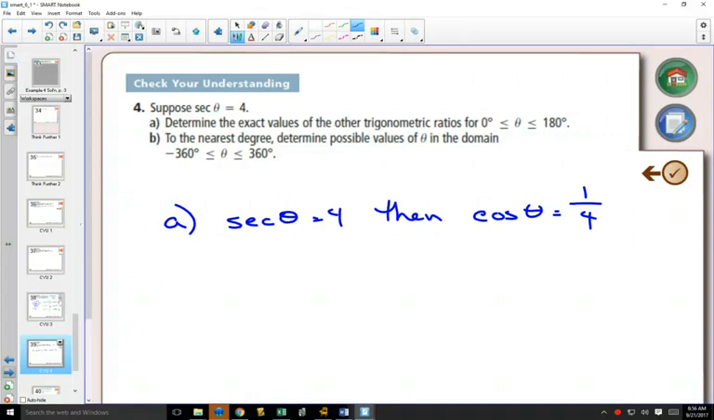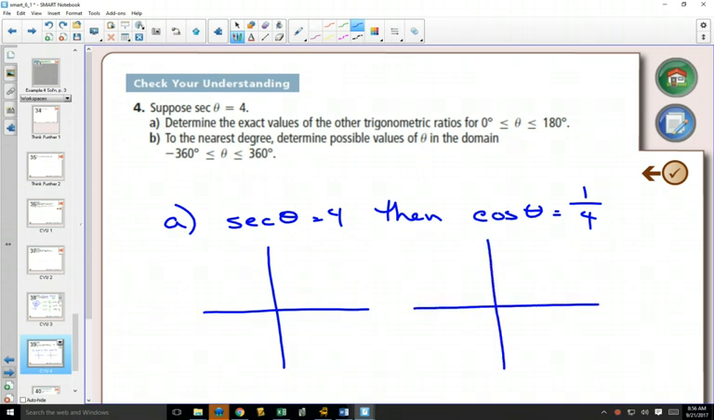So if I was going to draw this angle theta, and I know cos of theta is 1/4, where would I draw it? Or maybe there's more than one place I could draw it. Quadrant 1. Why quadrant 1? Yes, it will be in quadrant 1. Good. But why? Yeah, it's going to be quadrant 1 because of your CAST rule.